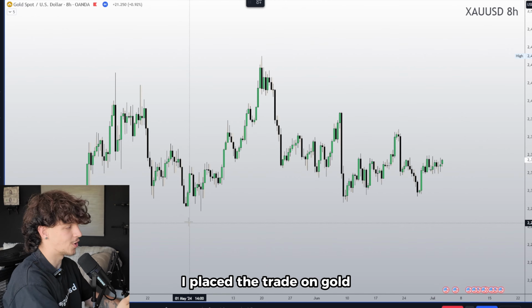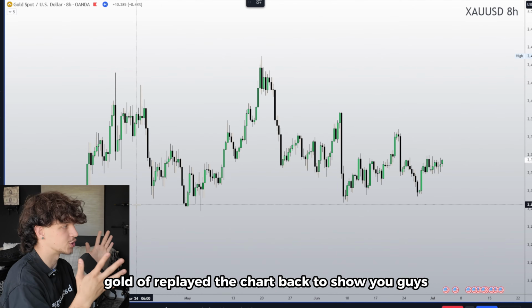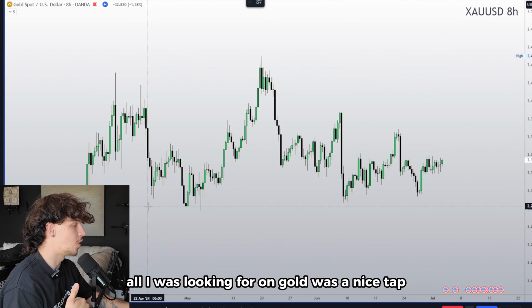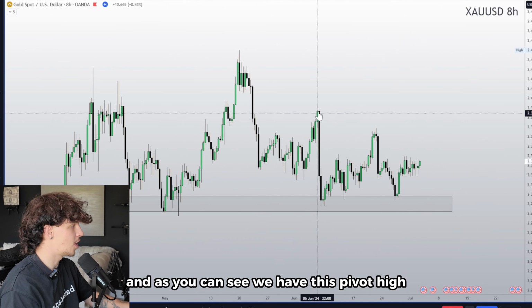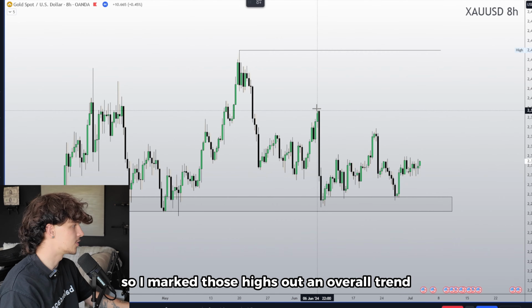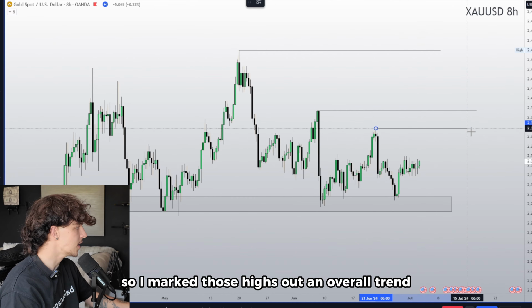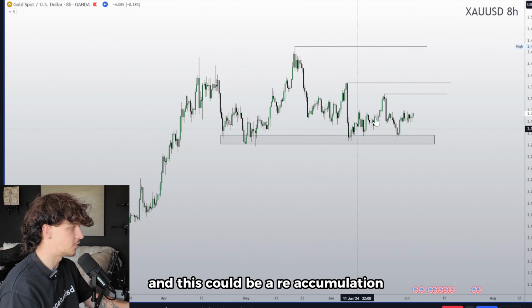I placed a trade on gold, and I've replayed the chart back to show you guys. All I was looking for on gold was a nice tap back into this demand zone. And as you can see, we have this pivot high, and this pivot high that needs to be broken or swung. So I marked those highs out. Overall trend, we are on a bullish run, and this could be a reaccumulation.